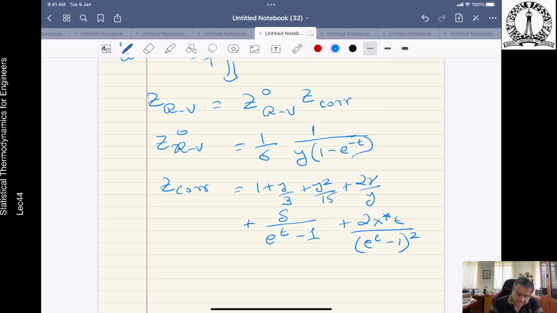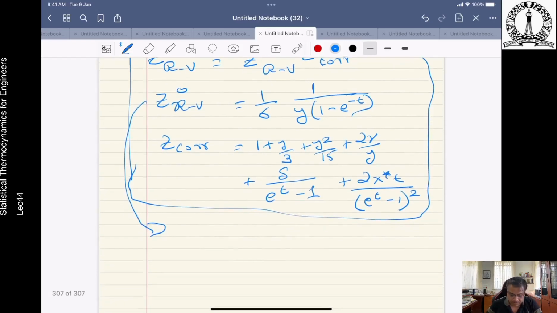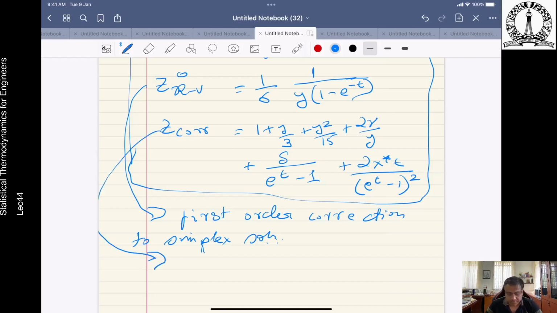So if you look at these three equations, okay, one of these represents what we call a first order correction to the simplex solution, and this however tells you it's an auxiliary second order correction.